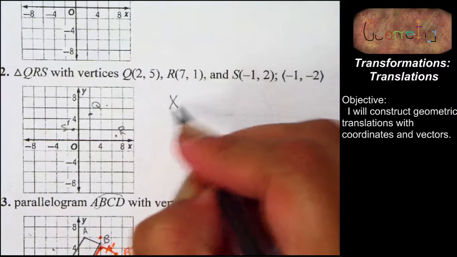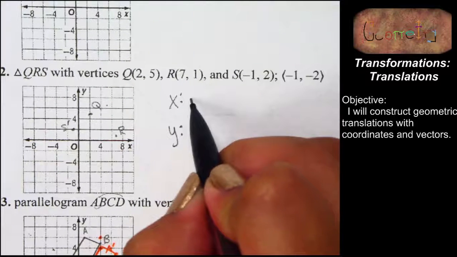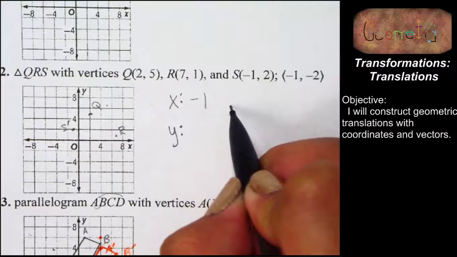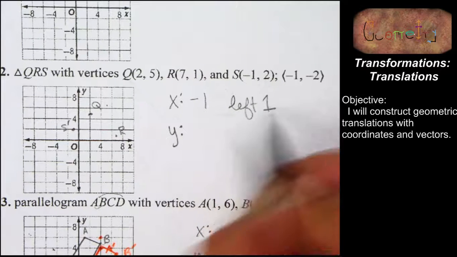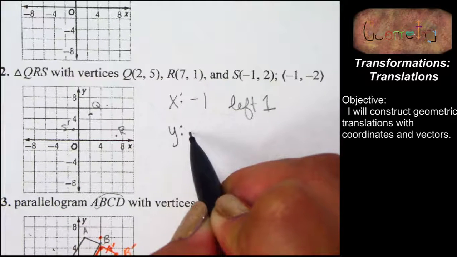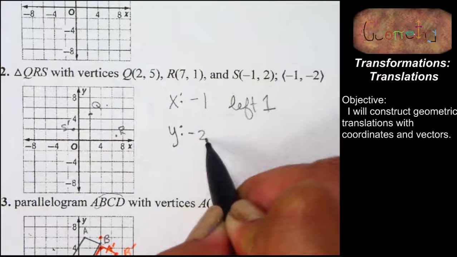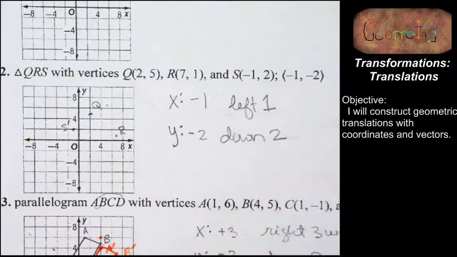According to the vector, how many units are we moving in the x direction? Negative 1 units. Which is which direction, left or right? Left, 1 unit. In the y direction, how far are we going? 2. Positive or negative? Negative. Negative 2, which is up or down? Down. So we'll be going down 2.